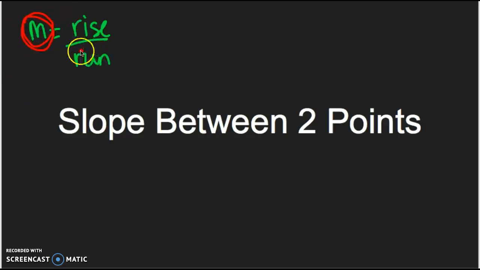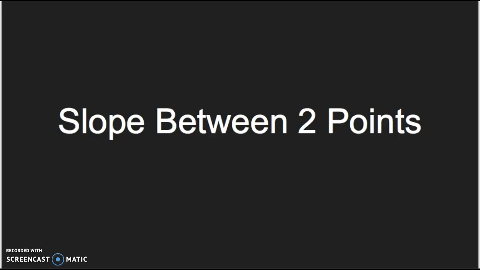So what we're going to look at in this video is, what if they don't give you the graph? Sometimes all they do is give you 2 points that fall on that line. They don't even give you the graph. All right, so here's how you find the slope if all they give you are the 2 ordered pairs that fall on that line.